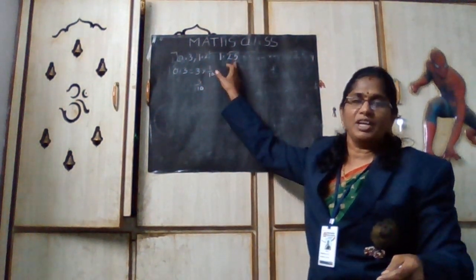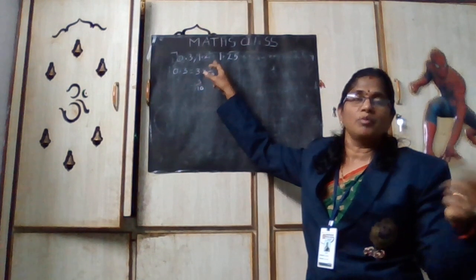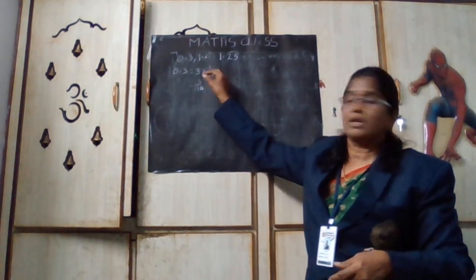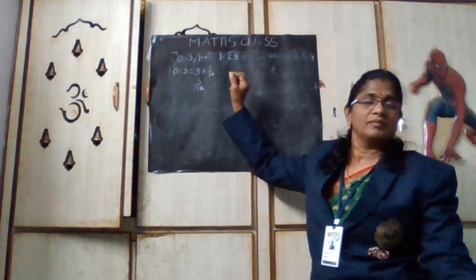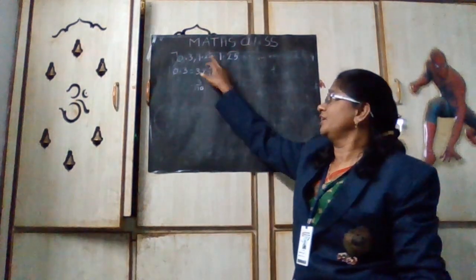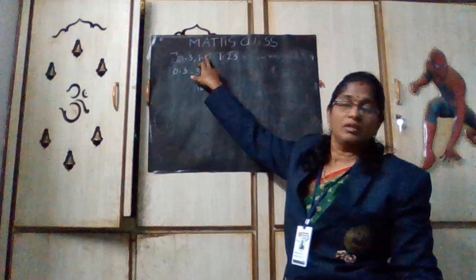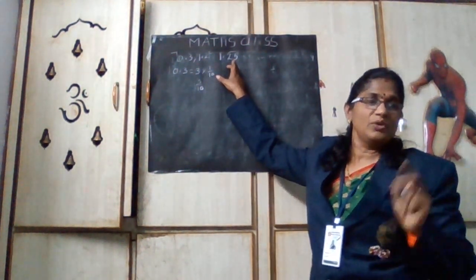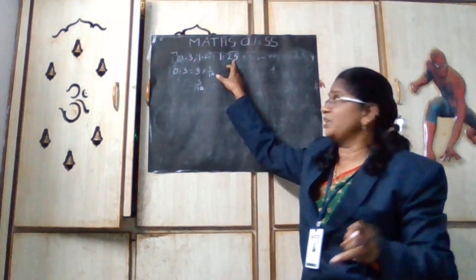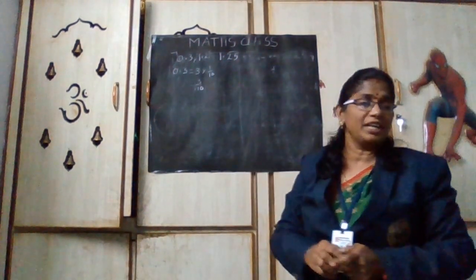Terminating and non-terminating. One more observation is there, here and here. Repeating and non-repeating. Here did I write anything? No. Here? Bar is there. That is the difference. Okay, children, did you find the difference between terminating and non-terminating repeating decimals?